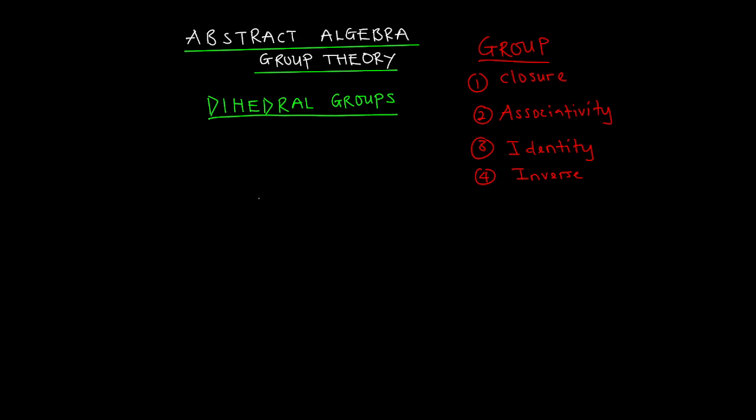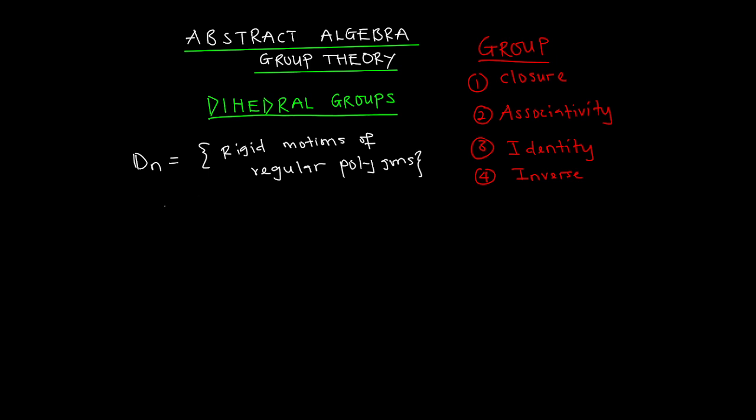So what is a dihedral group? A dihedral group basically is a group that denotes the rigid motions of a regular polygon. So a dihedral group is given by Dn, and it is equal to the rigid motions of regular polygons. That is what a dihedral group is.